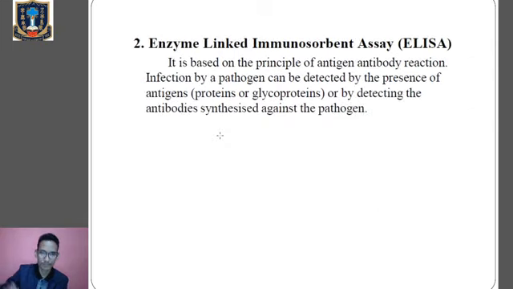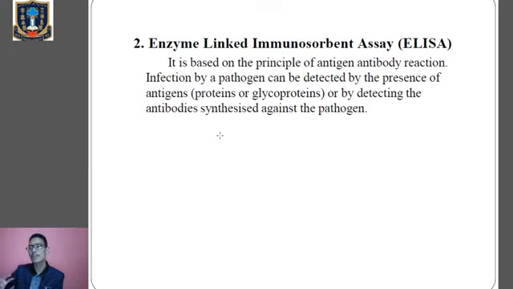And let's go to ELISA, the enzyme-linked immunosorbent assay, which is based on the principles of antigen-antibody reactions. ELISA is mainly based on the interactions between the antigen and the antibody. Infection by a pathogen can be detected by the presence of antigens, which are mainly proteins or glycoproteins, or by the antibodies synthesized against the pathogen, because whenever any pathogen enters our body, it develops specific antibodies.